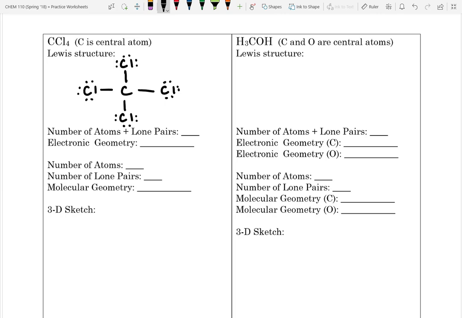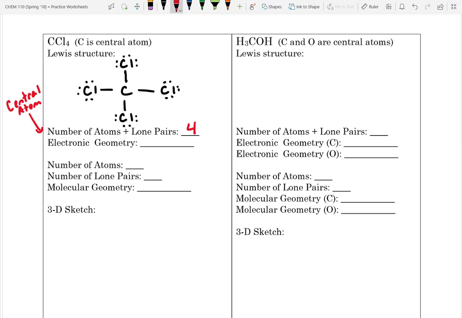All right, and then in the next part, it says, what's the number of atoms plus lone pairs, and assume that this is referring to the central atom. All right, so if we look at the central atom for this structure, it's carbon, right? If we count the number of bonded atoms to carbon, there's 4. There's 0 lone pairs, so we'd say the net would be 4 there.